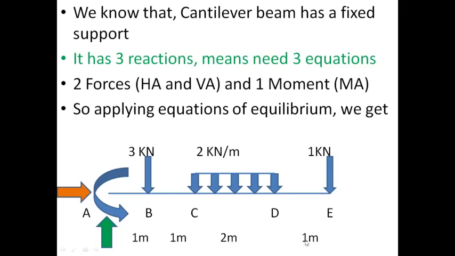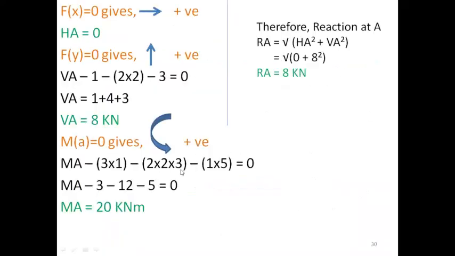So 1, 2, 3, 4, 5. So distance is 5 and magnitude of this force is 1 kilonewton. So our expression is 1 into 5. Now direction is remaining. So again, hold your finger about A point and consider this blue line or beam as a rope or a thread. And if you hold this 1 kilonewton, it will again rotate in clockwise direction, right? So this is again with negative sign. So minus 1 into 5. This is what we have written over here.